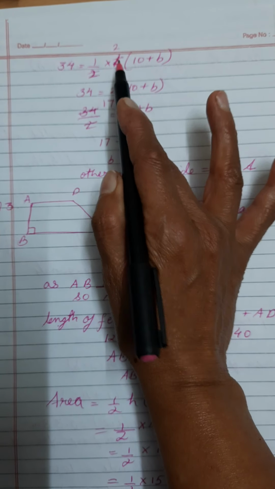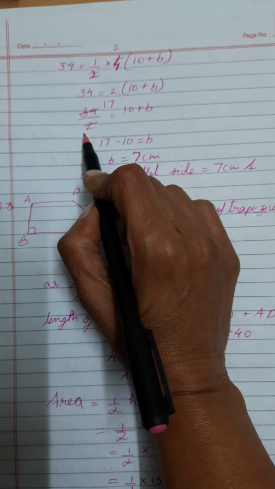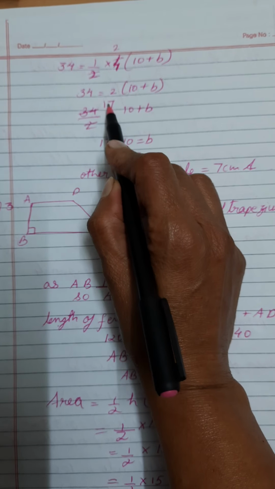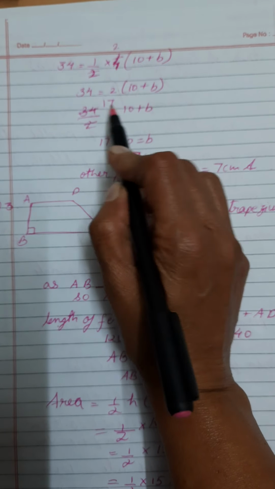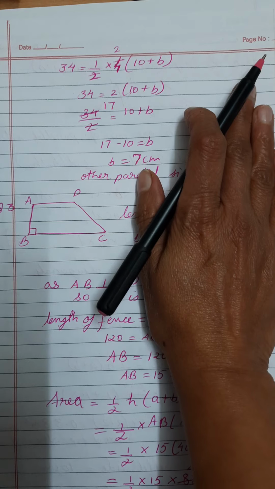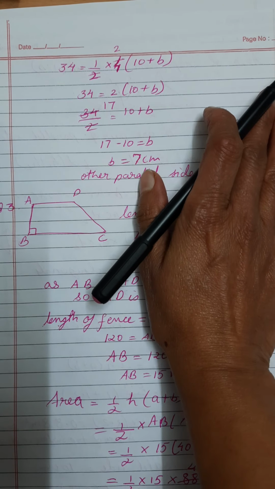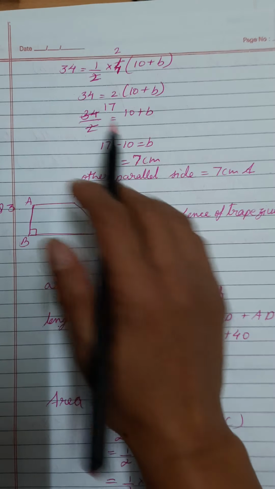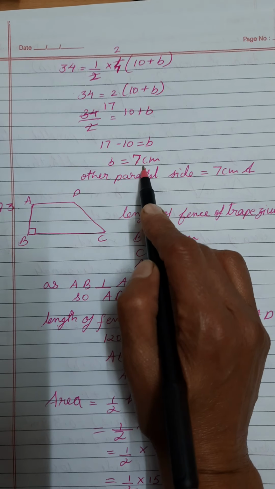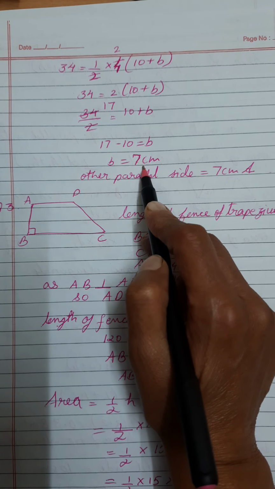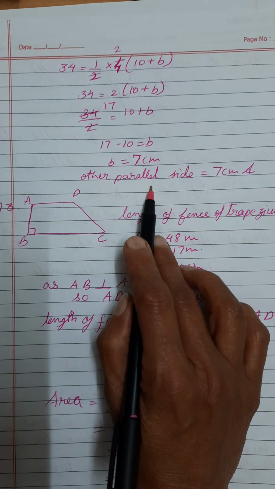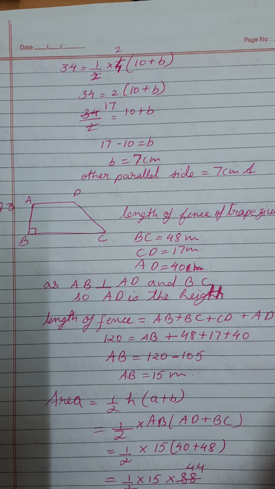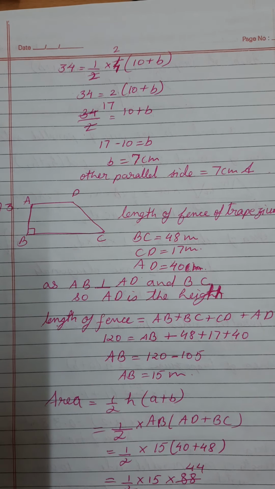2 2s are 4. Now this 2 will come in the denominator. 34 by 2 means 17. So 10 plus b is equal to 17. We will take the variable b on one side and the constant terms on the other side. So 17 minus 10, b is equal to 7 centimeter. They asked what is the length of the other parallel side. So the other parallel side is equal to 7 centimeter. This is the answer.